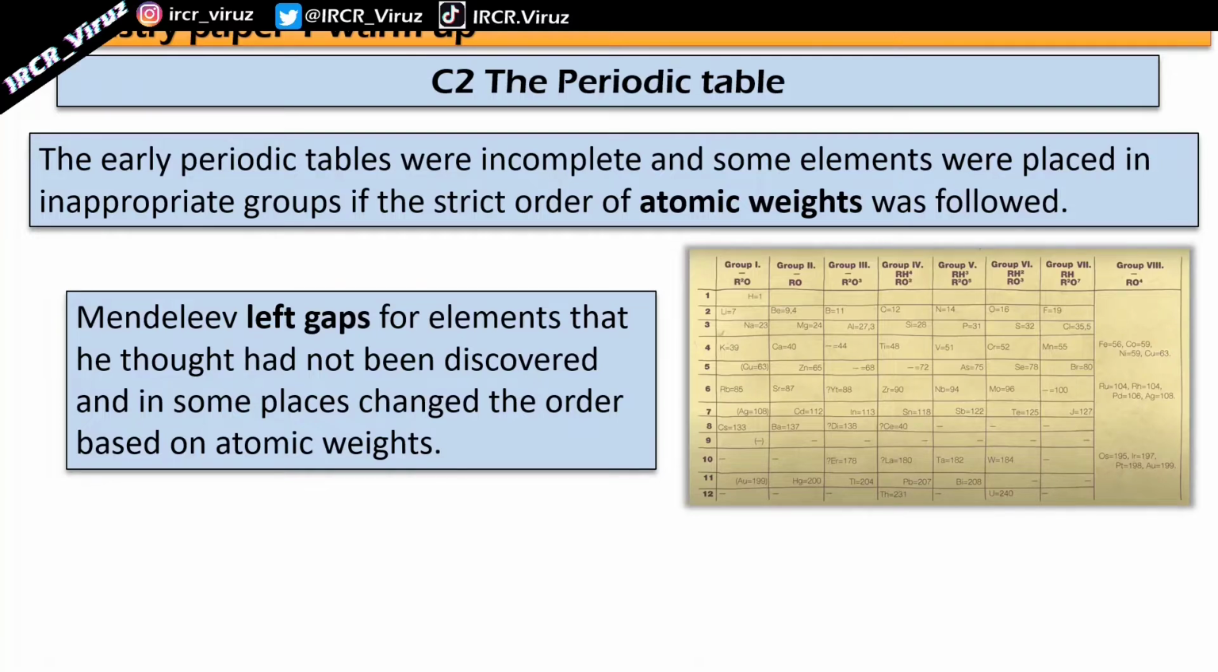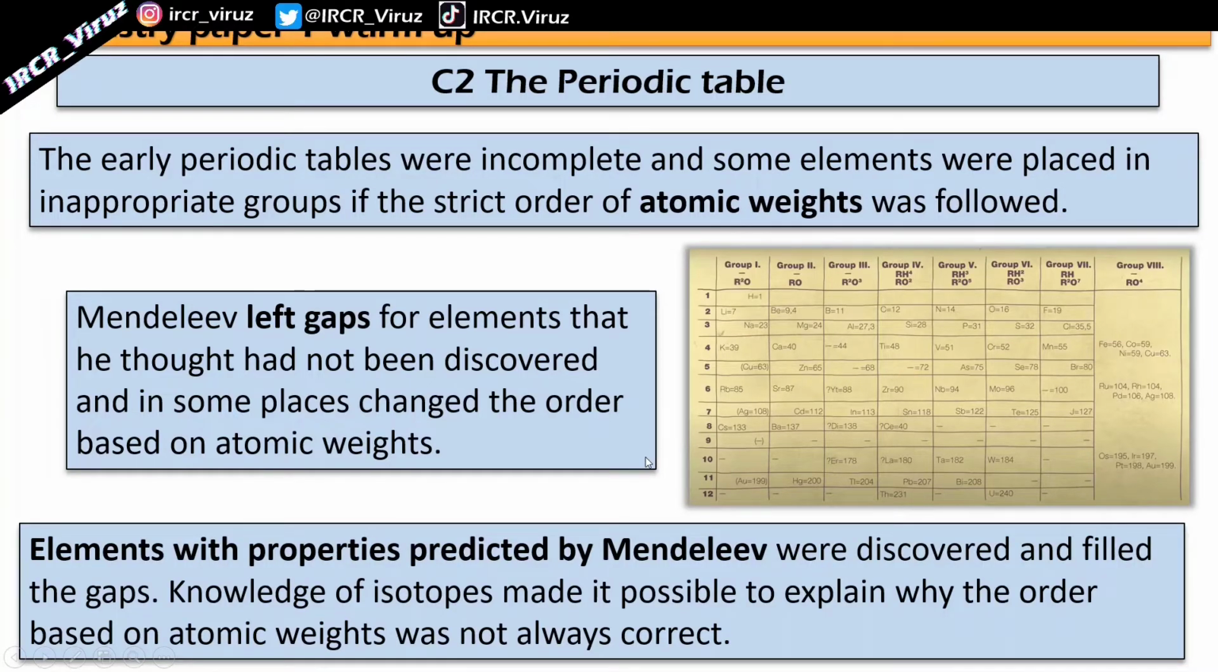Okay, so what Mendeleev did is that he left gaps for elements that he thought had not been discovered, and in some places changed the order based on the atomic weights. So this is what you ended up with in his periodic table, where he left gaps for the elements that had not been discovered yet. Elements with properties predicted by Mendeleev were discovered and filled in the gaps. The knowledge of isotopes made it possible to explain why the order based on atomic weight was not always correct, and therefore eventually it got changed into the atomic number order.